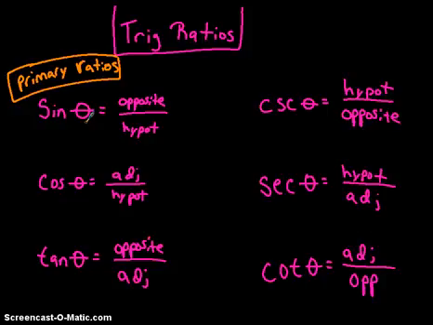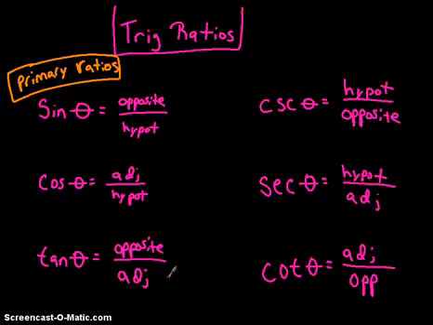So sine theta, that's what it actually reads, sine theta, is equal to opposite over hypotenuse. And then you learn the cosine of any angle, or cosine theta, is equal to adjacent over hypotenuse. And then tangent of any angle, tangent of theta, is equal to opposite over adjacent. So those are the primary trig ratios.